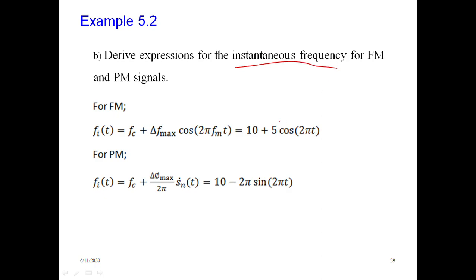Alright, next you have to derive the instantaneous frequency. Each of FM and PM has its instantaneous frequency. But for FM you can directly use the signal cos. For PM you have to differentiate the signal here, so now the cos will become sine.